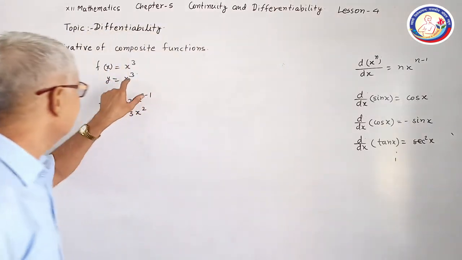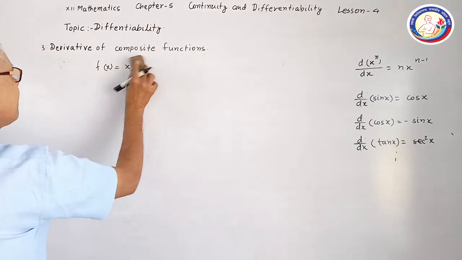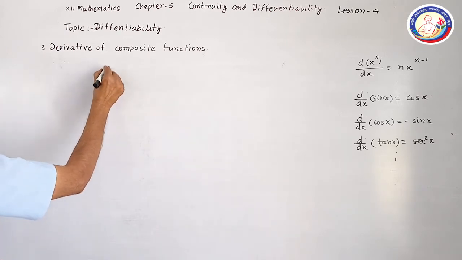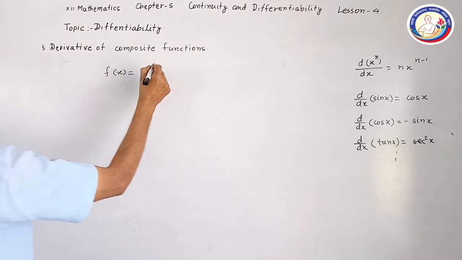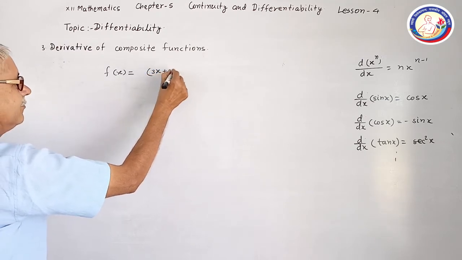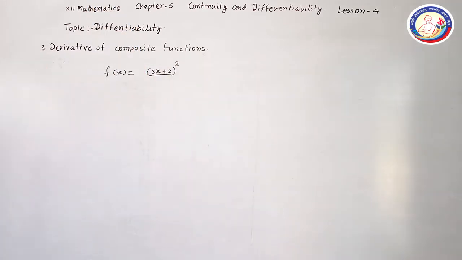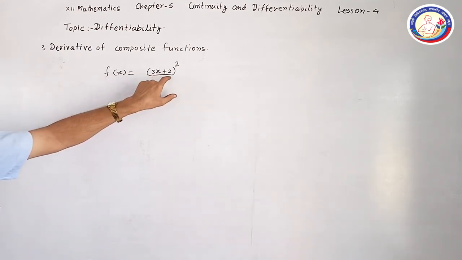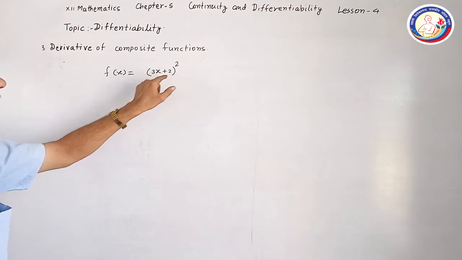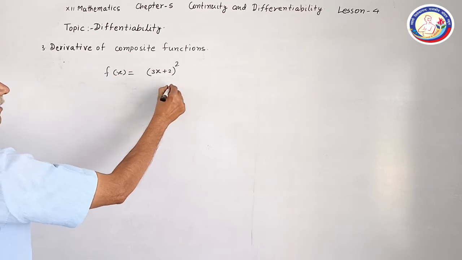Now if it is not in this form but it is given as a function of a function, say f(x) is (3x plus 2) whole square. Now we are taking an example. Let the function be (3x plus 2) whole square. It is a function of a function. Say this is t, then it is t square.